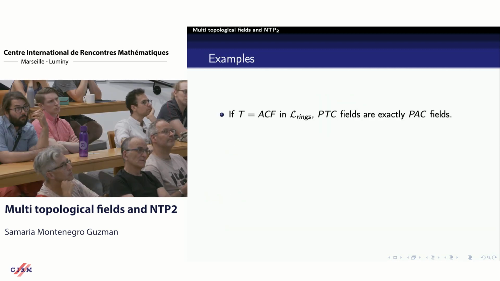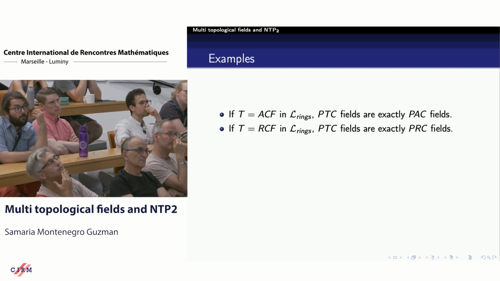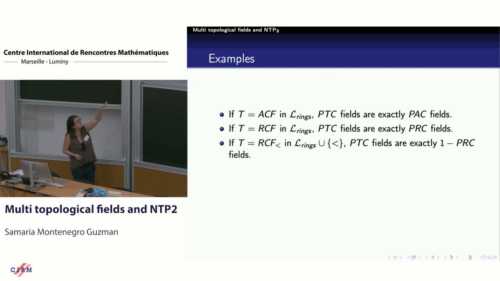Okay, so some examples. Of course, if you take the theory ACF, PTC is PAC. If you take the theory of real closed fields, PTC are PRC. The first two are kind of clear from the definition, but the third one is not completely obvious. If you take real closed fields, but with the language of rings with an order, PTC are exactly PRC with exactly one order, so one PRC. One PRC means you are PRC, but you only have one order.